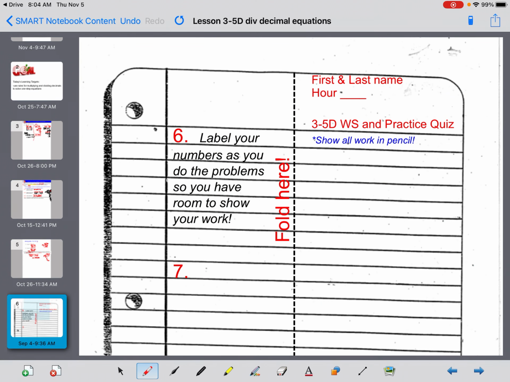All right, let's give this worksheet a try, and I encourage you to do the practice quiz so you're prepared for your test tomorrow.